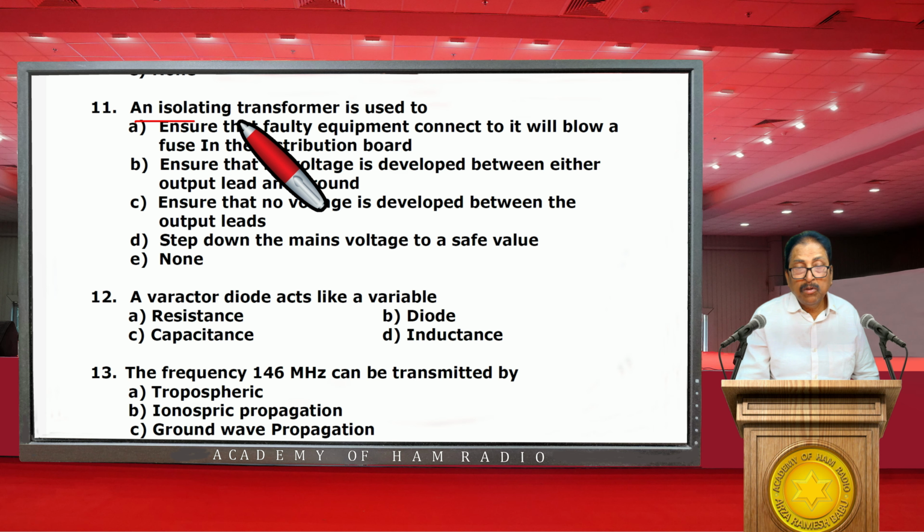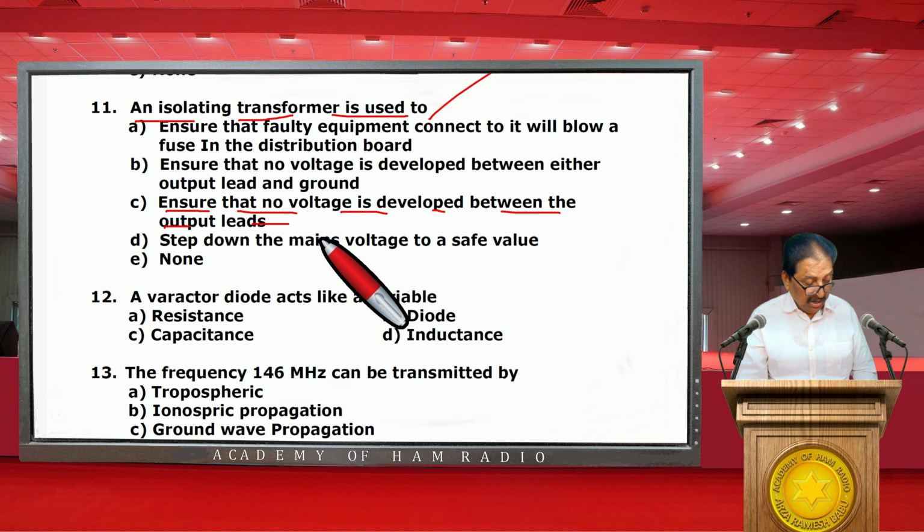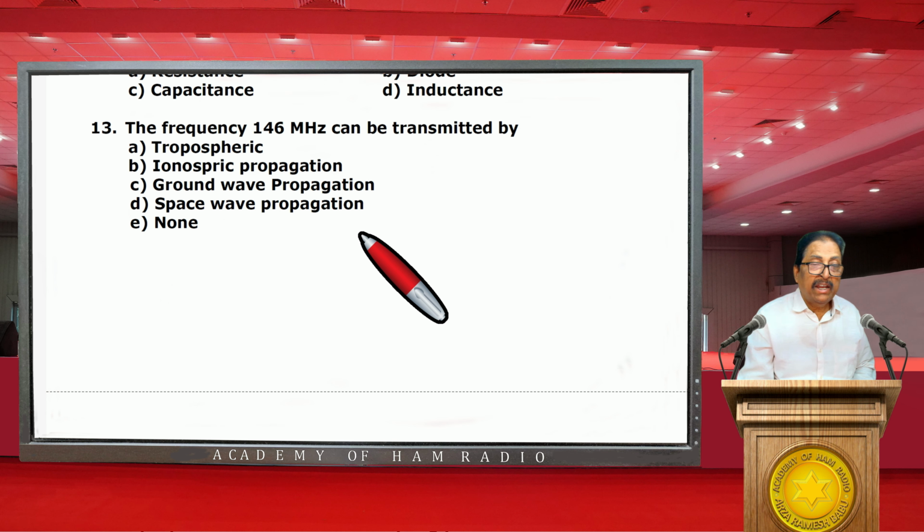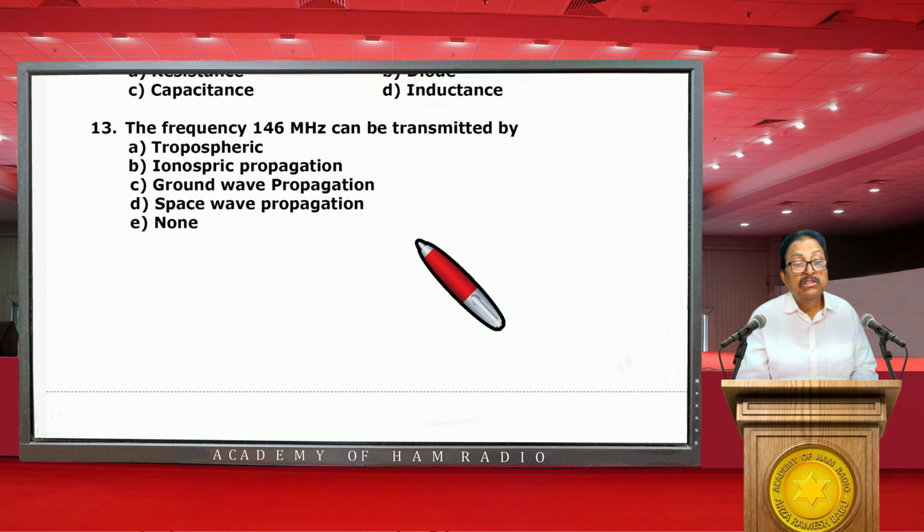An isolating transformer is used to ensure that no voltage is developed between the output leads. It completely isolates. A varactor diode acts like a variable capacitance. By changing the voltage at the cathode, we can alter the capacitance, so it will act like a capacitance.